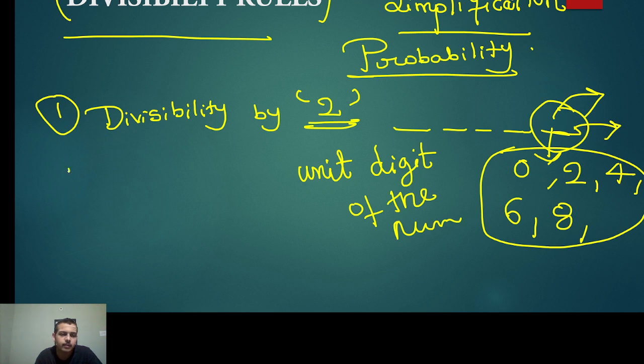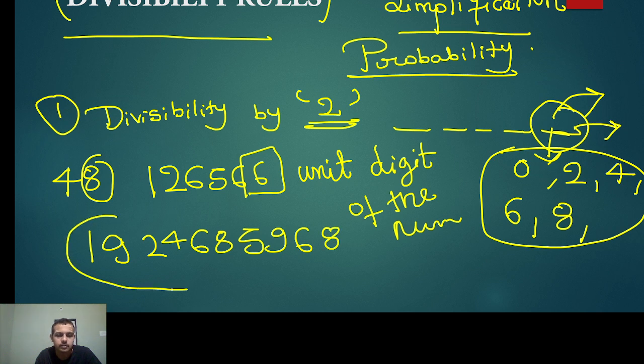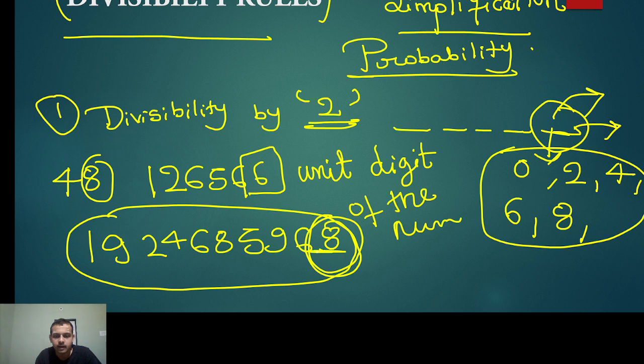We'll study some examples. 48 is divisible by 2 by seeing the 8. 126566 is divisible by 2. How will we see it? By the last digit. 196859 68, this number is also divisible by 2 because the last digit is 8, which is divisible by 2.